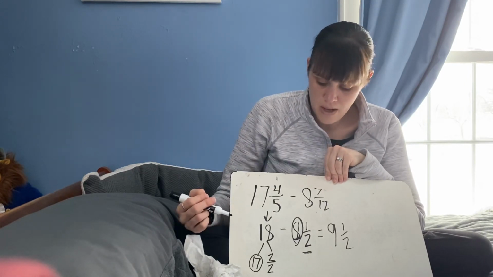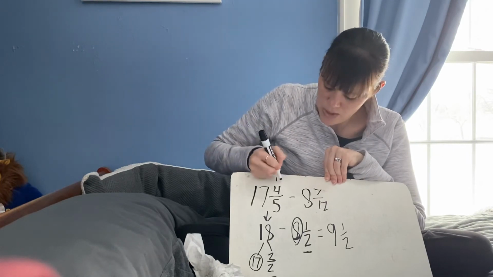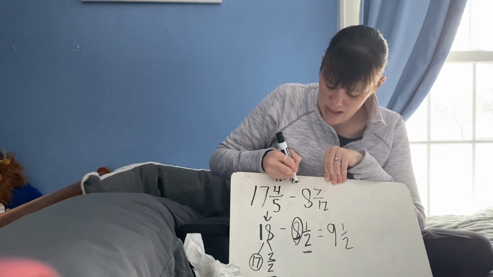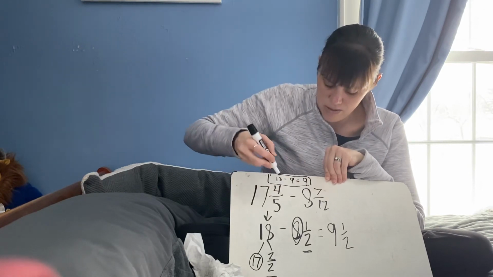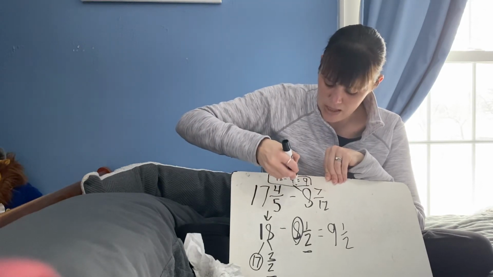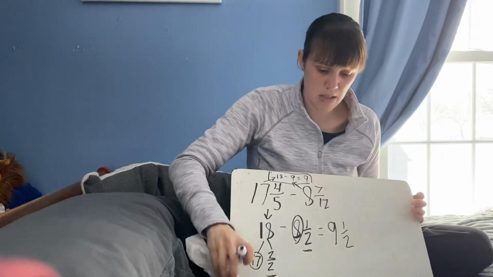So, could you have said that this was 18 and this was 9 and get an answer of 9? Yes, that would have been fine. If you had said that this is 9 and this is 18. Either one would be right.